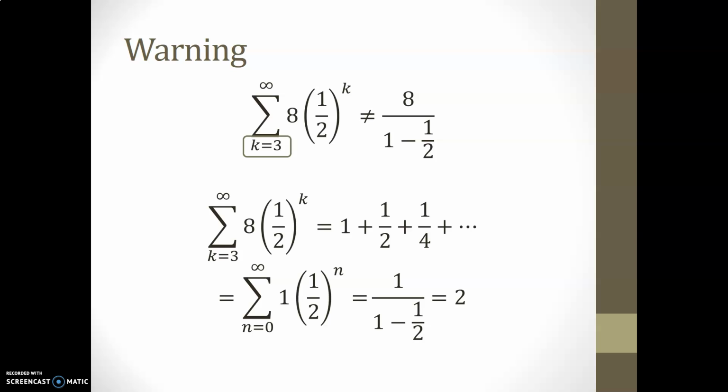So 1 would be the A0, 1/2 would be the R, and the fact that n is now counted from 0 allows us to use our formula A0 over 1 minus R. So this series is a geometric series that converges to 2.